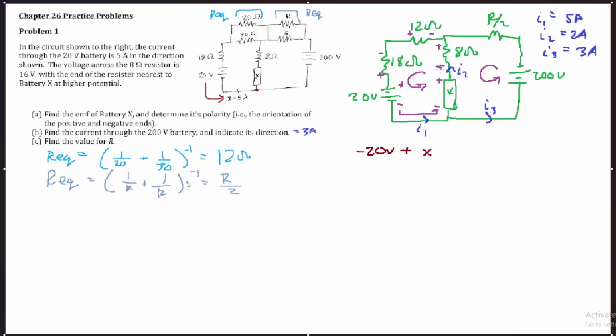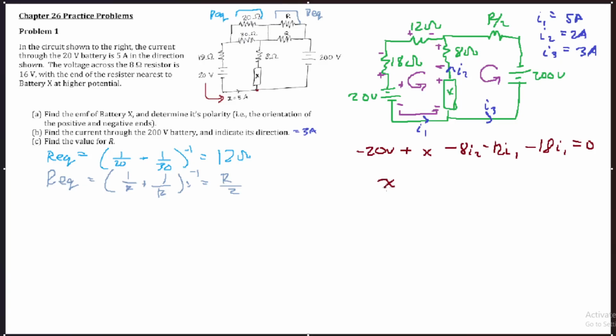And since this is going from a negative to a positive, this would be minus 8 I2. And then again, negative to a positive, this would be a minus 12 I1, since everything on this left hand side would be I1. And then we have minus 18 I1 equals 0. And then we can just rearrange this in terms of x.